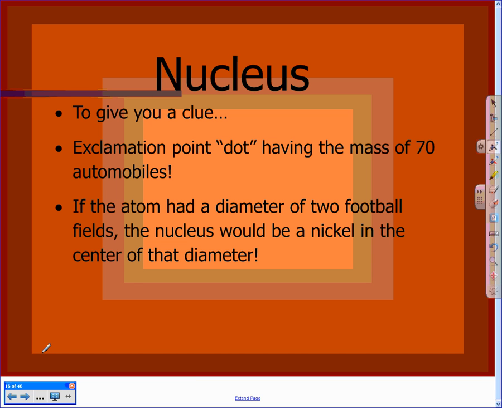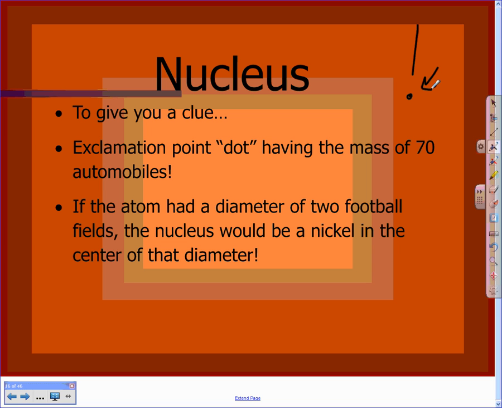All right, so when you think of something that's really dense, like metals, or maybe you think your brother or sister has a really dense skull, or something like that, when you think of really dense materials, I want you to take a step back and imagine that if we had an exclamation point on a sheet of paper and we could fit 70 automobiles in that exclamation point, and we're talking just the point, not the little line above it, the point. If you could fit the mass of 70 automobiles in that point, that would be about how dense the nucleus of an atom is.